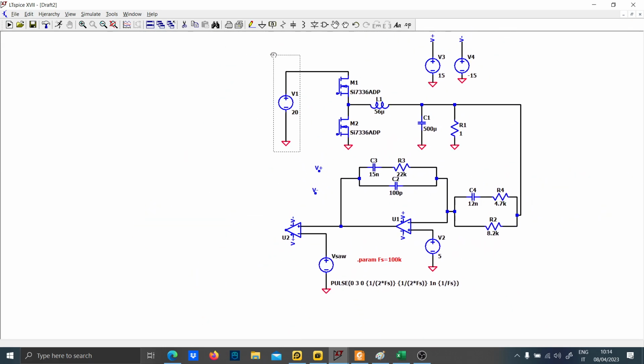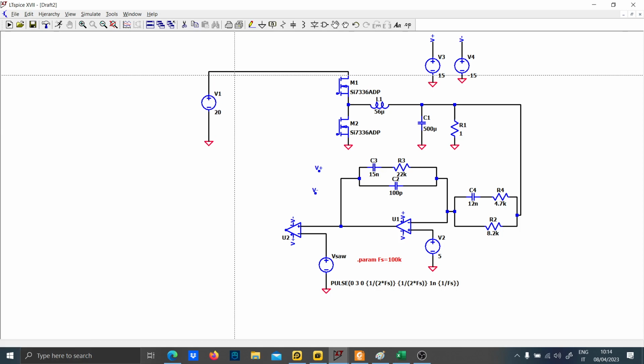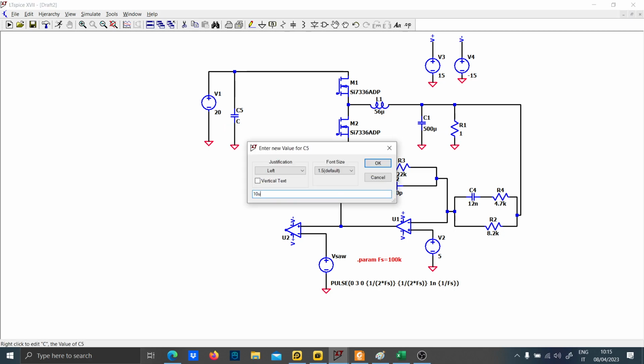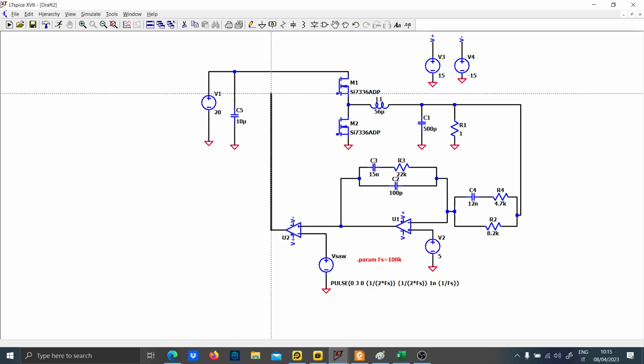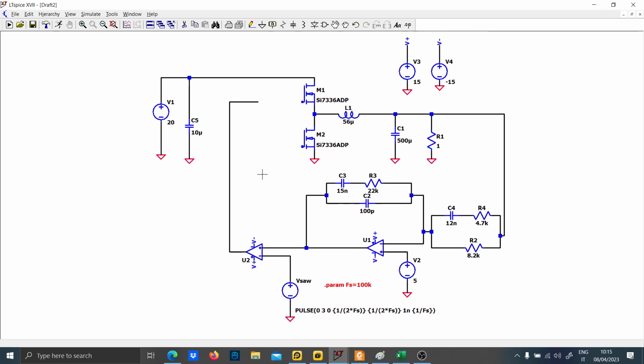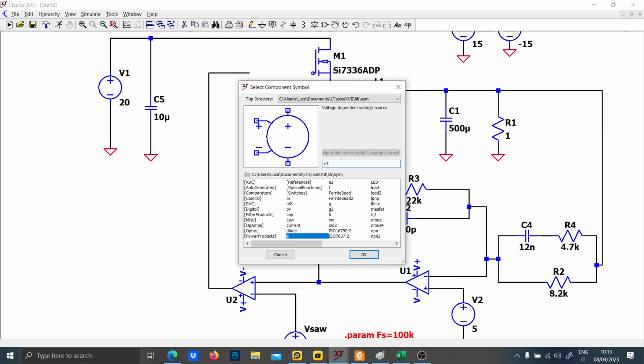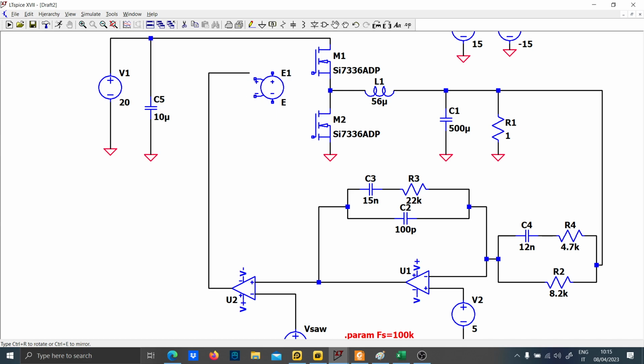Now let's close the loop with the PWM. By the way, here I forgot the input capacitance, but in LTspice it is not so important because it is just in parallel with these two. So let me close the loop with the voltage E1, and let's toggle this, and I will show why I don't like the solution with the diode.